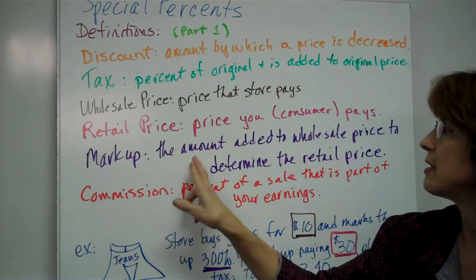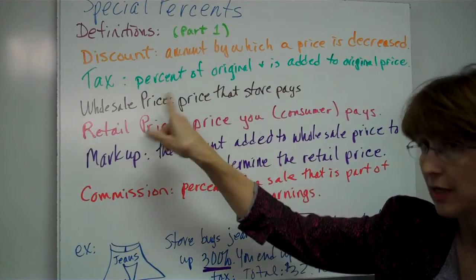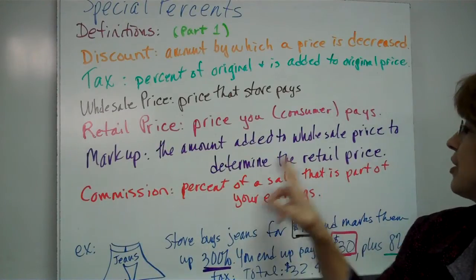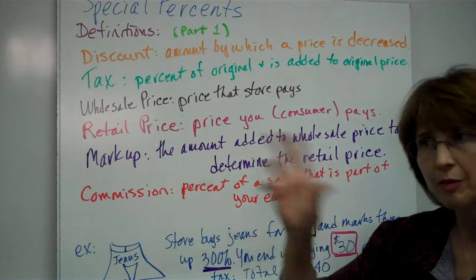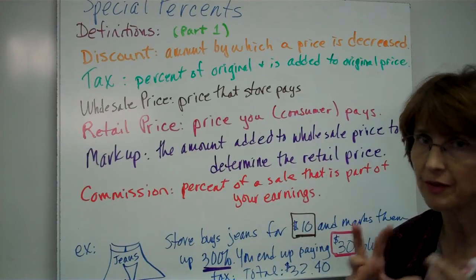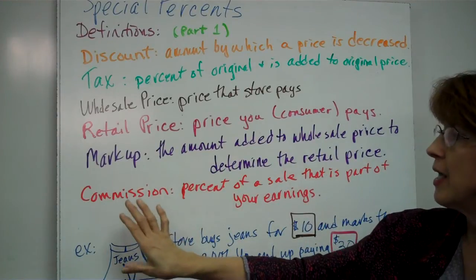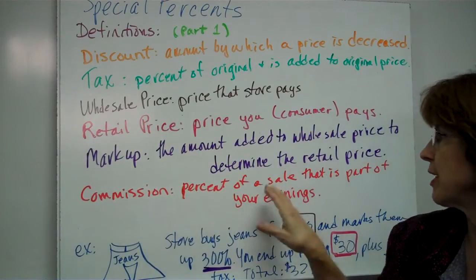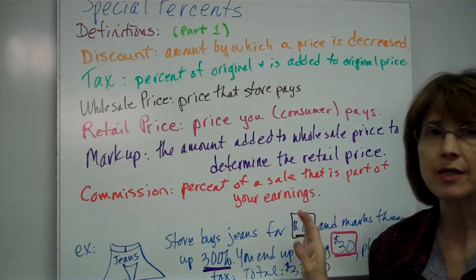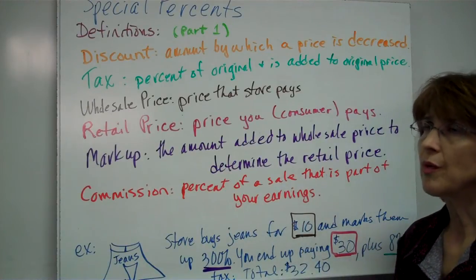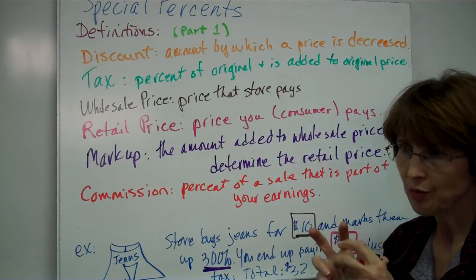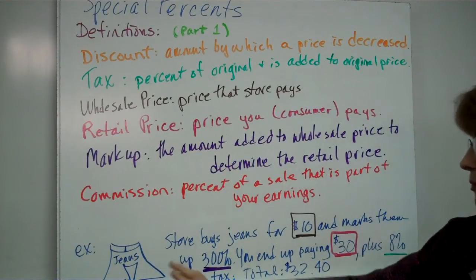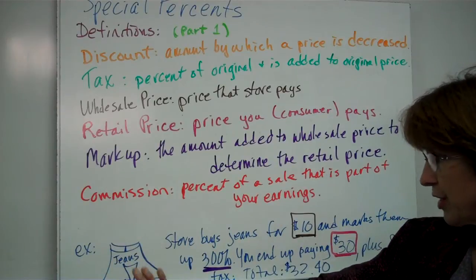Markup, we talked about in class, is the amount added to the wholesale price, the price they got from the original owners or makers, manufacturers, to determine the retail price. So they're going to mark it up a certain percentage so they can make their profit and keep on selling you things. Commission now is something not related as much to this. Commission is a percent of a sale that is part of your earnings. We talked about it a little bit already, but it's a percentage you get for selling a certain amount of items.